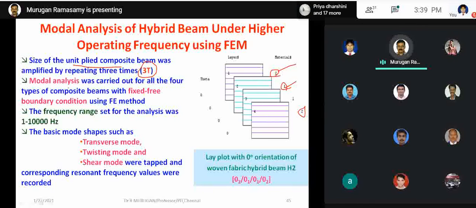So modal analysis was carried out in the finite element method, with the same fixed-free boundary condition, that is like a cantilever beam. And one more advantage is, by using the finite element method, we can derive the different types of modes. There are 3 types of mode shapes possible: one is transverse mode, another is twisting mode, another is shear mode. All the 3 types of modes can be extracted from the finite element method also. And we did that also.